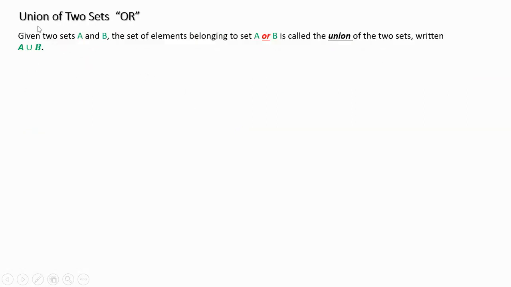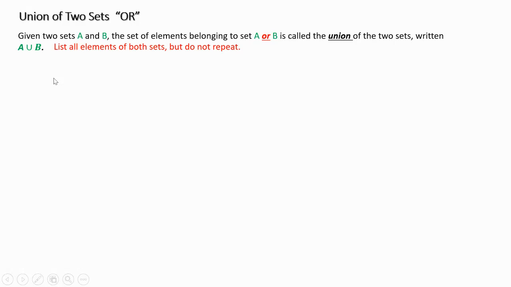Okay, now comes another symbol. This symbol, the U, means the "or", like the upside down. In two sets A and B, the set of elements belonging to sets A or B is called the union of the two sets, written as A union B.